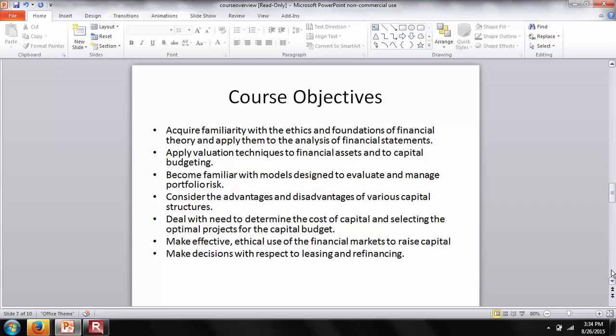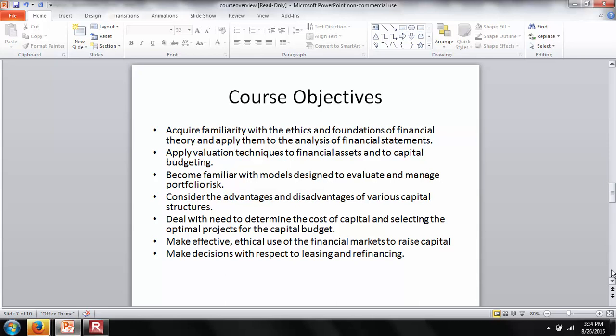You also want to be familiar with models designed to evaluate and manage portfolio risk. In finance, what we typically try to say is that there are only two things that matter. One is the risk of an investment, and two is the return of the investment. So in this chapter, we will talk about portfolio risk and portfolio return. So what does that mean?